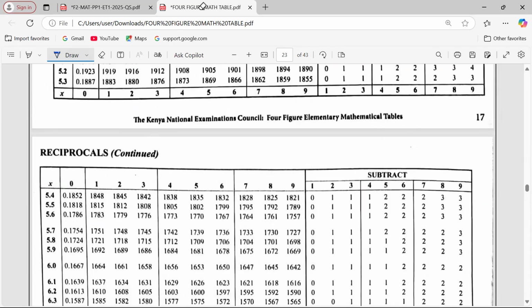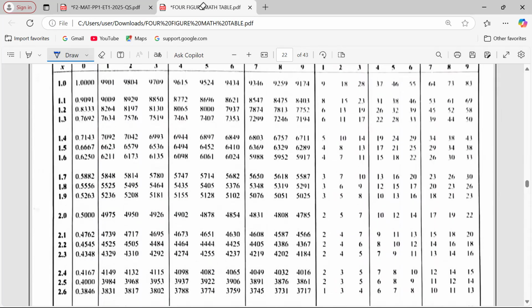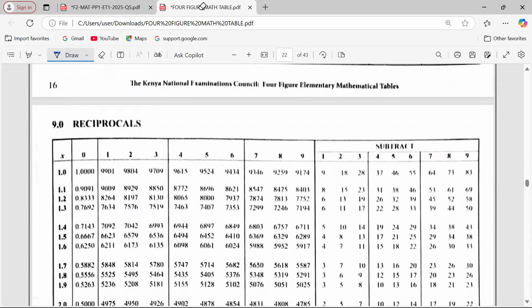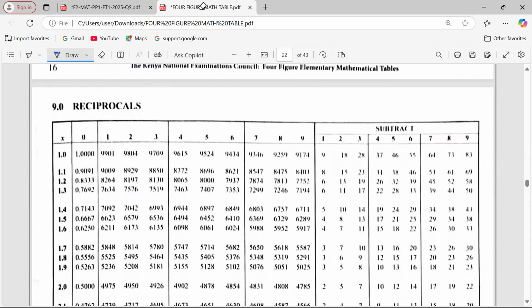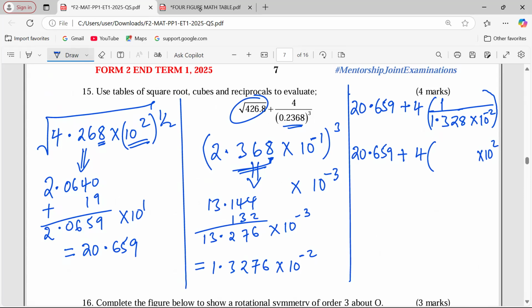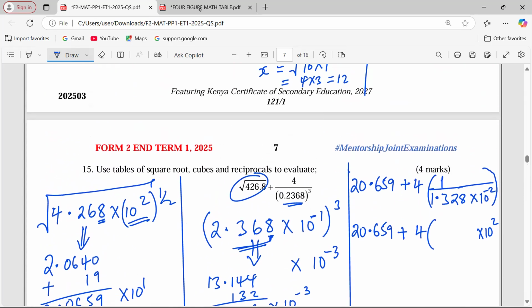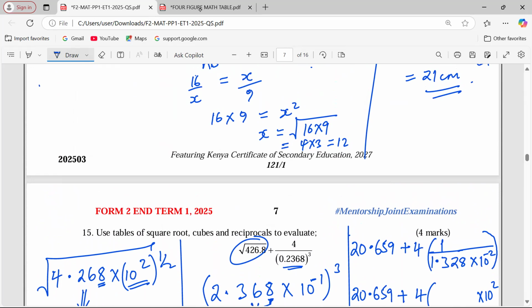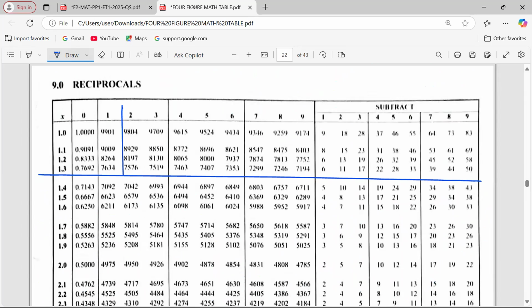For reciprocals, we need 1.3. Yeah, 1.3, then 28. So 1.3, then 28, 1.3, that is the row we are dealing with. 1.3, then 2, here. So 0.7576. Let me work it out here. 0.7576. Then we subtract on the difference side.